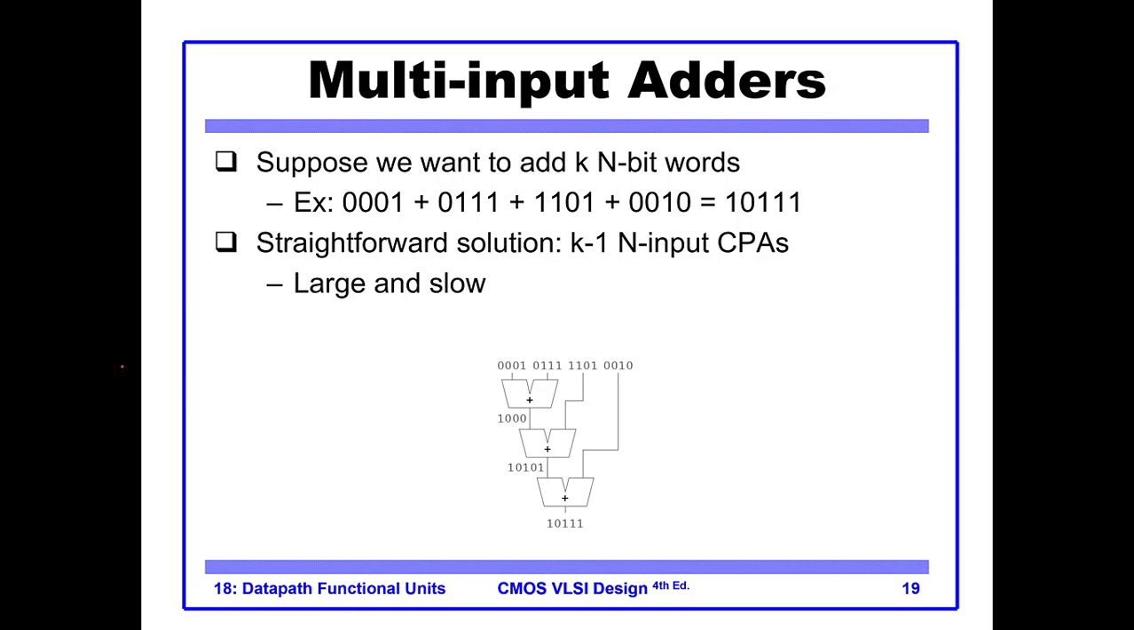So why are multi-input adders important? Because they are the core of multipliers. So if you are multiplying two things, the multiplier has three components basically. One is partial product generation, which is basically an AND operation.